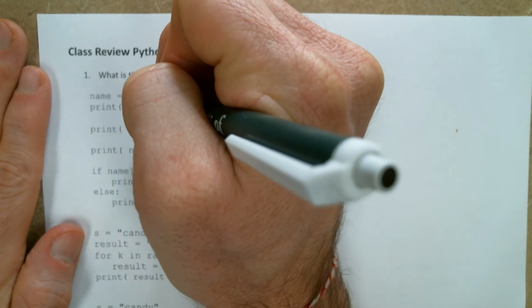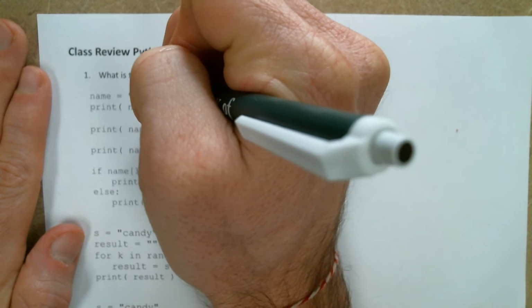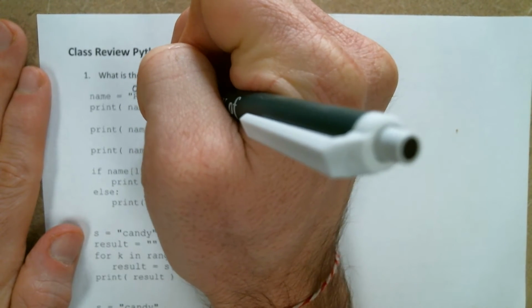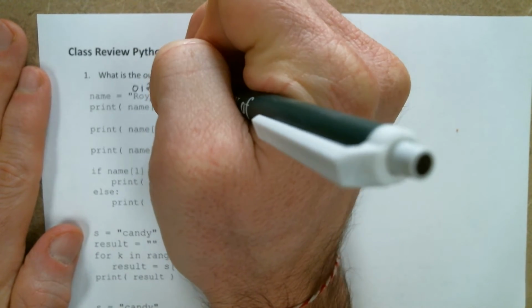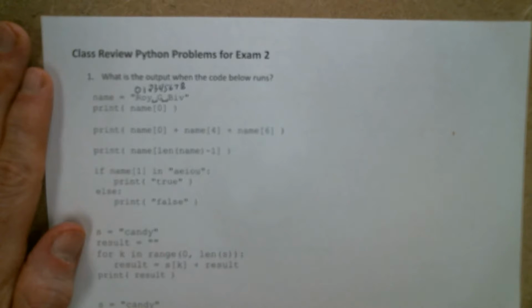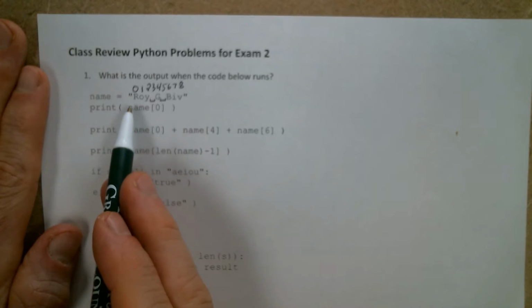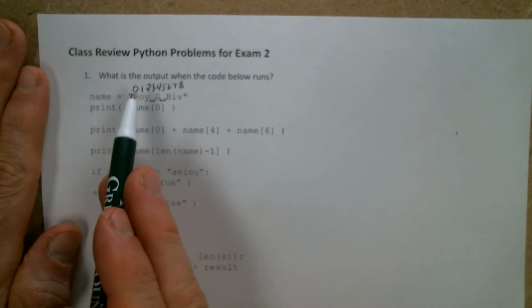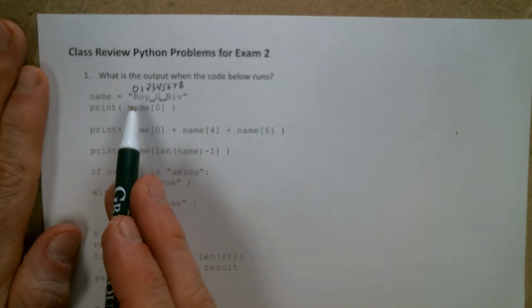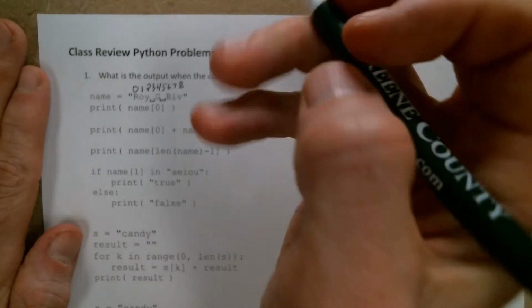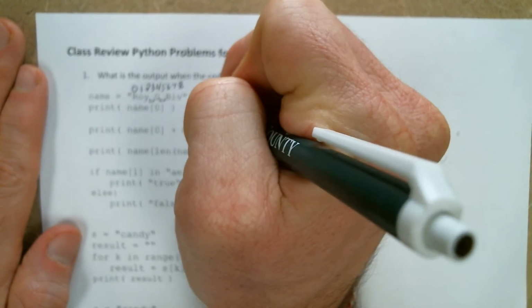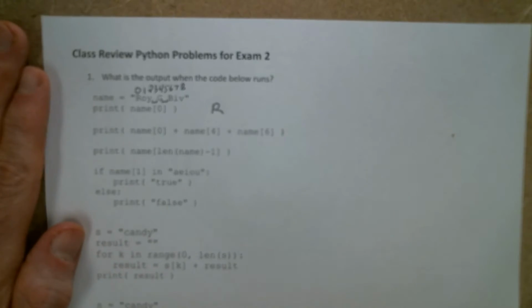Uppercase G would be our 4. The second space would be 5. Uppercase B would be 6. I would be 7. And V would be 8. All right, so each of these characters has an index number, and they start at 0. So when I print out name with an index of 0, I'm really printing out an uppercase R.